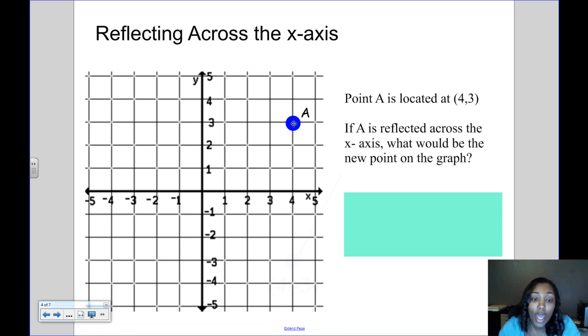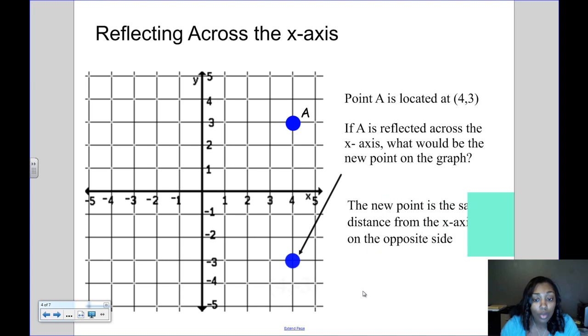So that means we want point A to flip over or across the axis. That means right now it's above the x-axis. If it flips across it, it's going to land below it. And we want it to be the same distance away. So right now it's 3 away from the x-axis, but it's 3 above. So when we reflect it, we want it to be 3 below. So the new point is going to be the same distance from the x-axis, just on the opposite side. So if you look at this point here, our new point A, the coordinates are 4 in the x, but now it's -3 in the y.